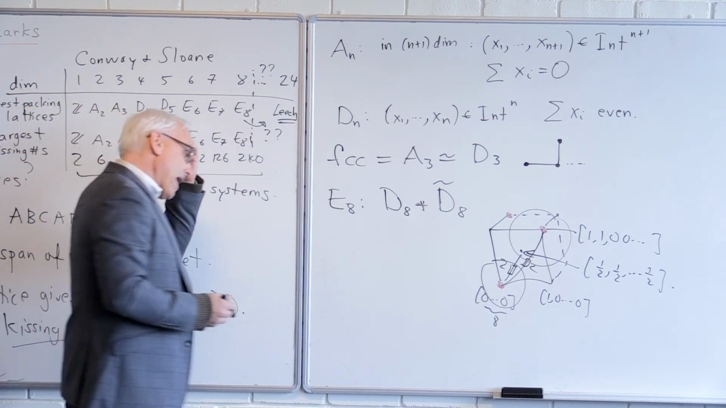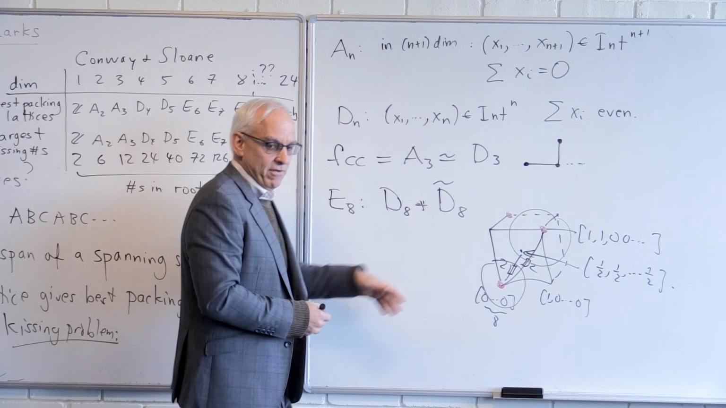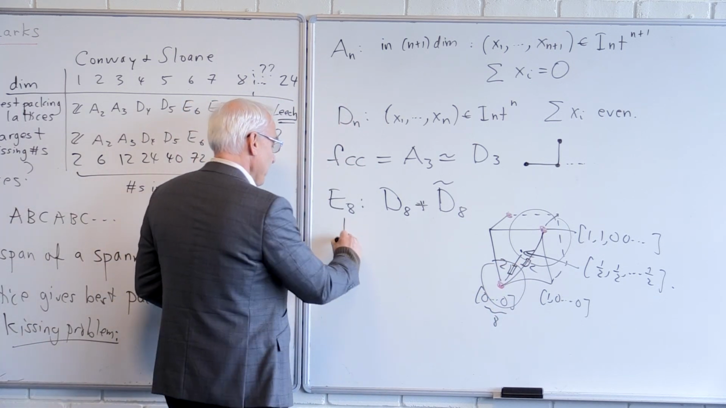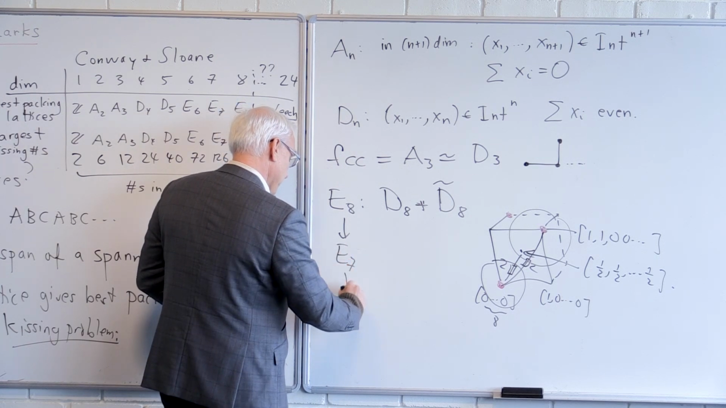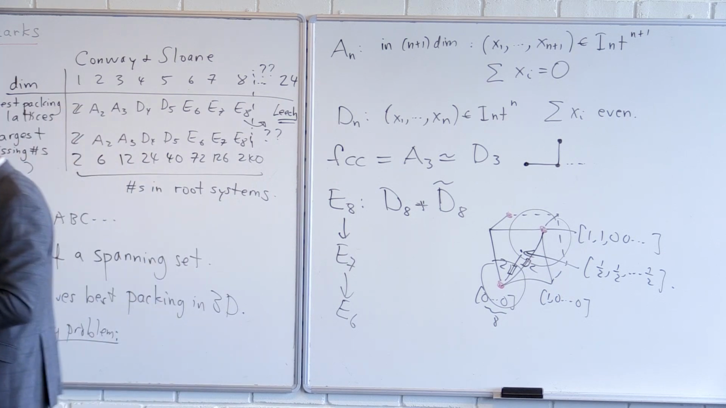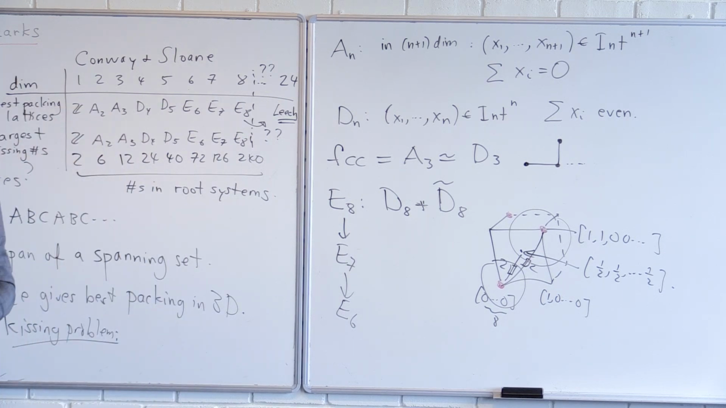And then for the E7 lattice, basically what you do is you take the smallest vector and take the orthogonal complement, and then to get E6, you take an orthogonal complement of a 2-dimensional configuration. So the E7 and the E6 lattices are sort of derivatives of the E8 lattice.